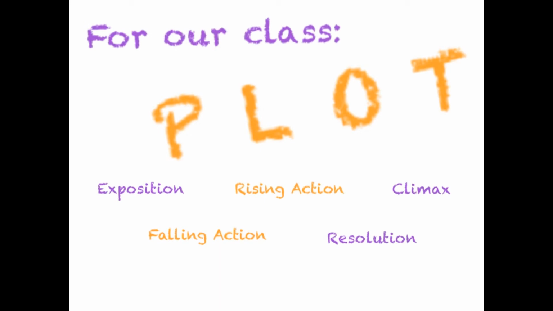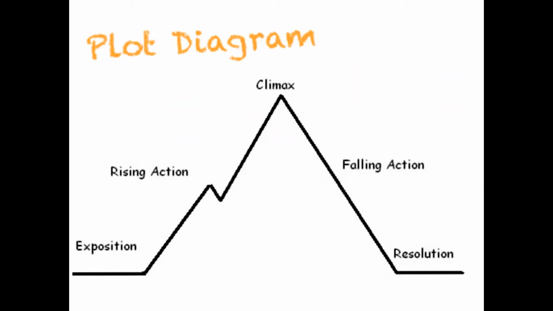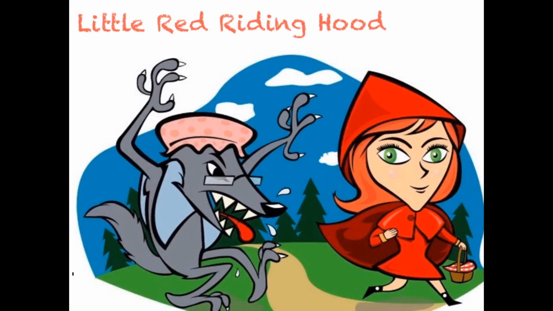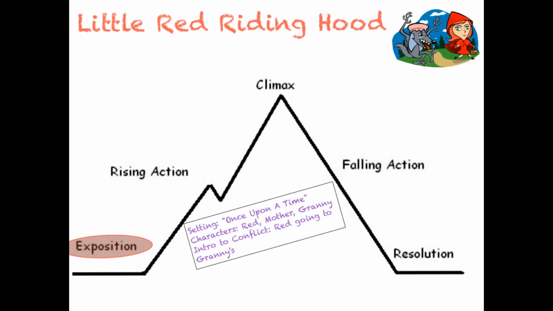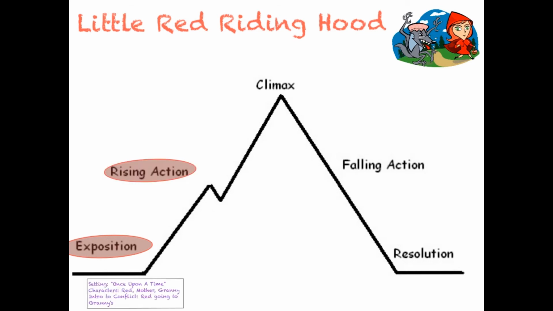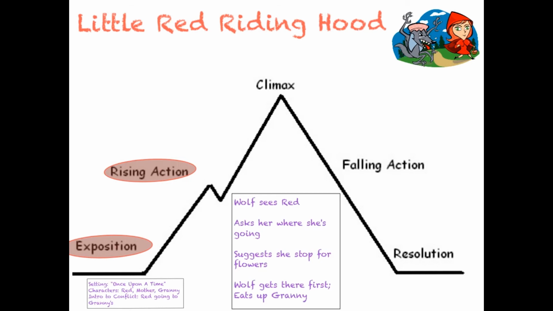For our class, we'll be putting these elements on a plot diagram to help us keep track. Let's practice plotting a story we all know, Little Red Riding Hood. Exposition. Our setting is once upon a time. The characters are Little Red, mother, and grandmother. And the introduction to conflict is Red's taking goodies to her sick grandmother and is asked not to stop on the way.